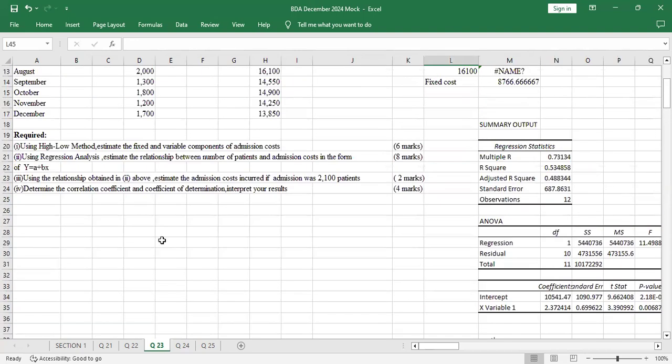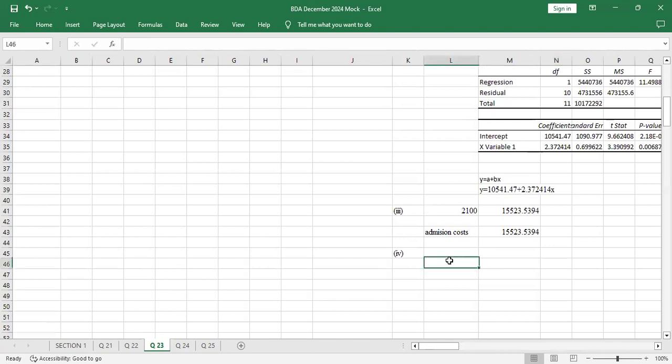Determine the correlation coefficient and coefficient of determination. Interpret your answer. So how will you determine the correlation coefficient given the summary output, the ANOVA? The correlation coefficient is always denoted by multiple R. So when you see this multiple R, that's the correlation coefficient. Just come here and write correlation coefficient.